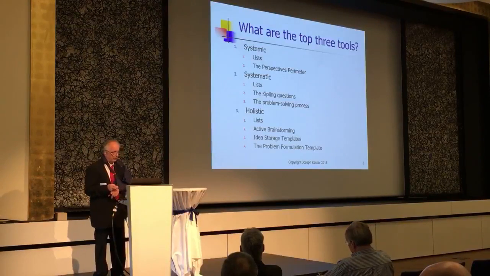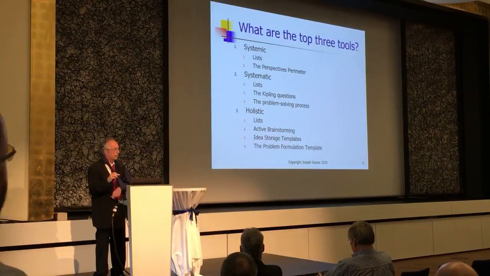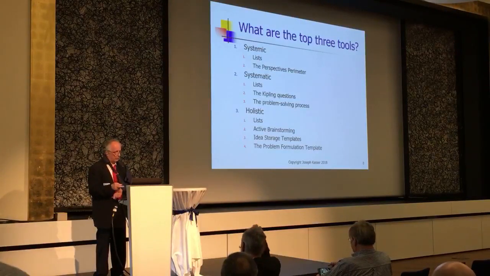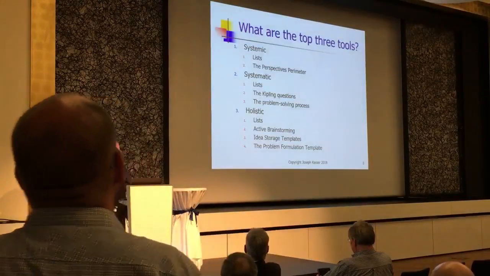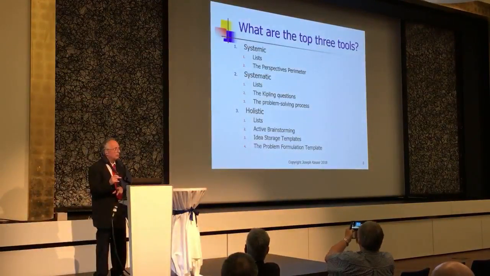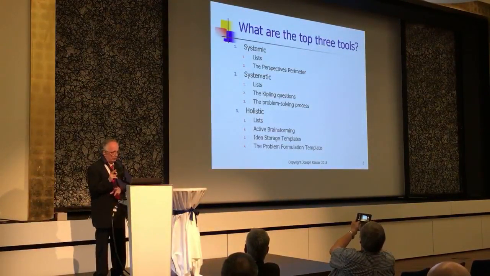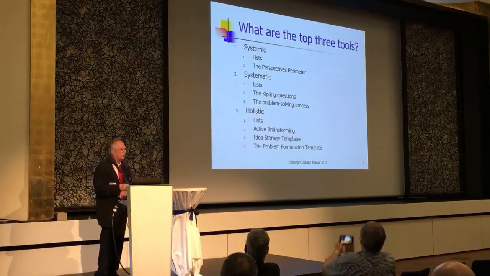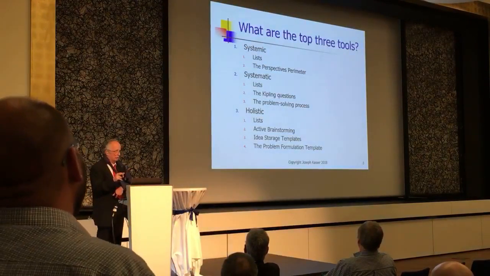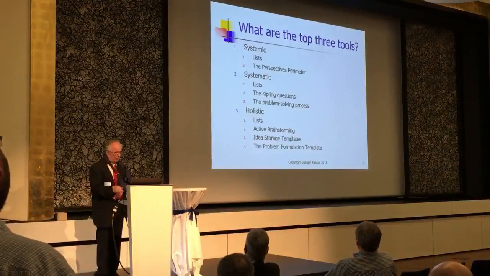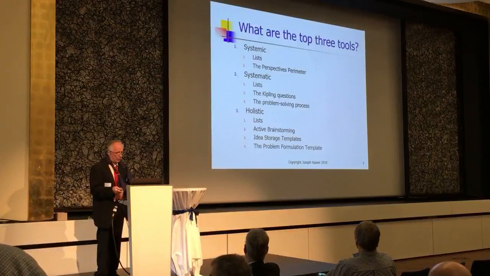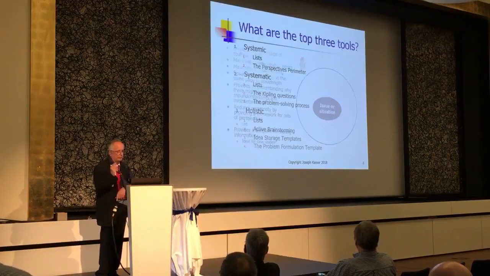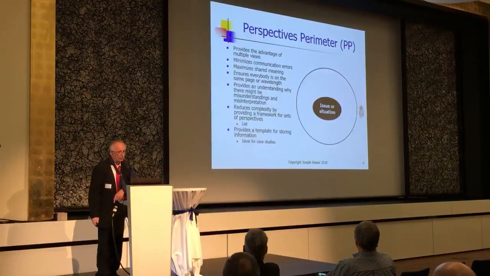In a systemic approach, we have lists and we have something called the perspectives perimeter, which I'll get to in the next slide. In the systematic, we have lists, the Kipling questions, and the problem-solving process. If you don't know what the Kipling questions are, I'll tell you in a moment. And then holistic, where you go beyond systems thinking, and I'll explain why, you have some other tools: lists, active brainstorming, idea storage templates, and the problem formulation template. So the perspectives perimeter.